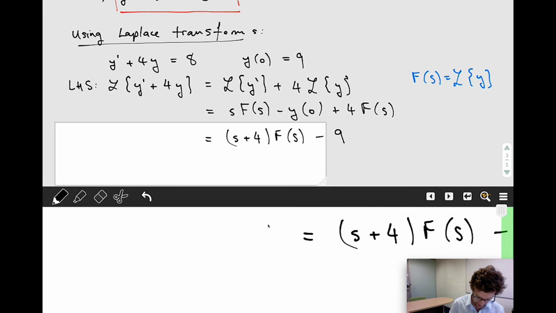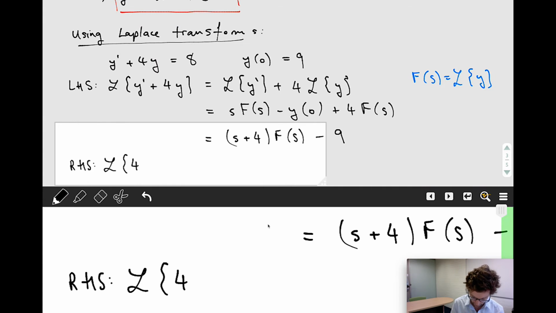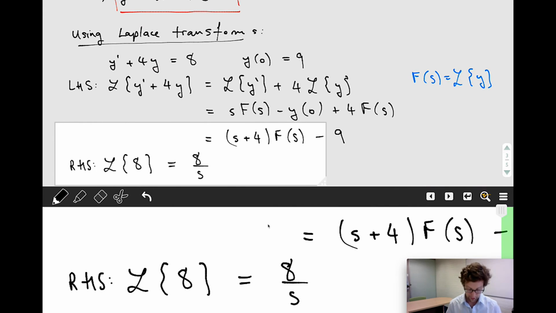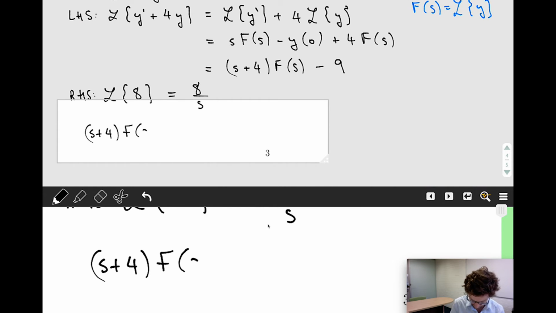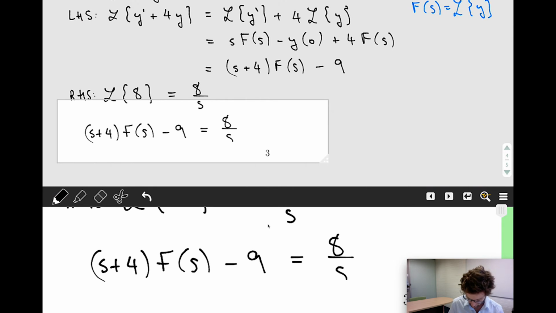Let's take a look at the right-hand side. So we've got the right-hand side is pretty easy. It's the Laplace transform of 8, excuse me. And so that's going to give me 8 over s. So putting that together, the left and right-hand sides, I get s plus 4, all multiplied by big F of s, minus 9 is equal to 8 over s.